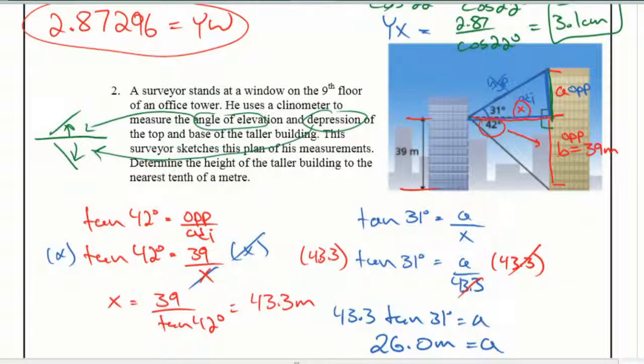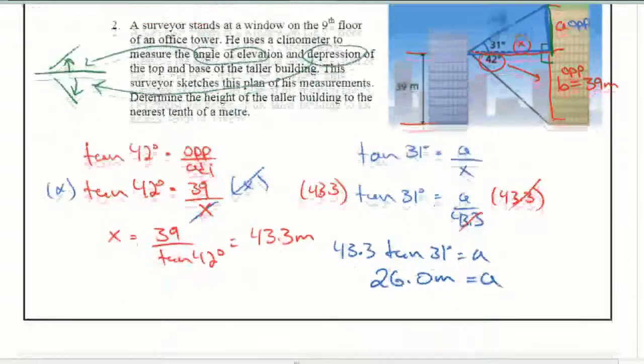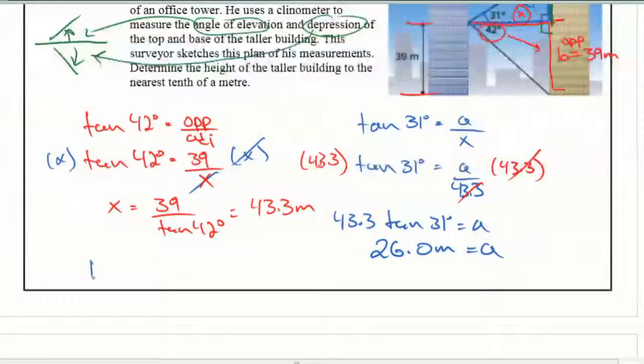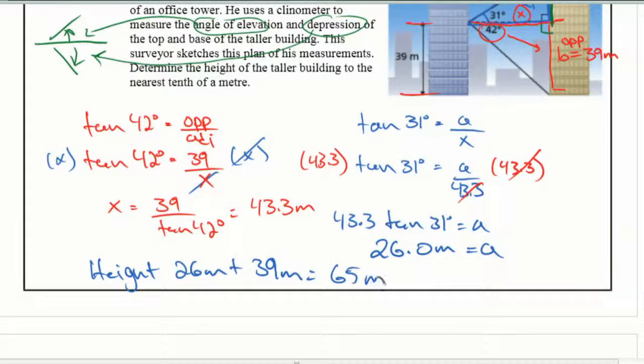Now, you're like, yeah, I'm done, but you're not. So the question asks how tall the taller building is. And it turns out that you're 39 meters above the ground. You just found out that the taller building is an additional 26 meters. So the height of the building is going to be 26 meters plus 39 meters, which is going to give us 65 meters. As for the nearest tenth, I guess it's 65.0 meters.